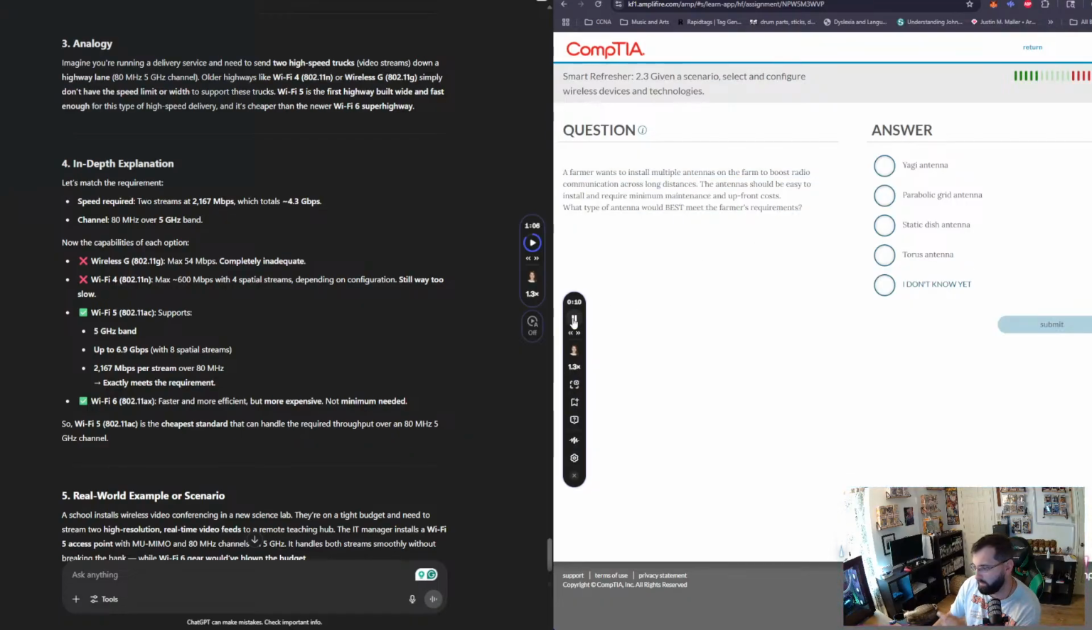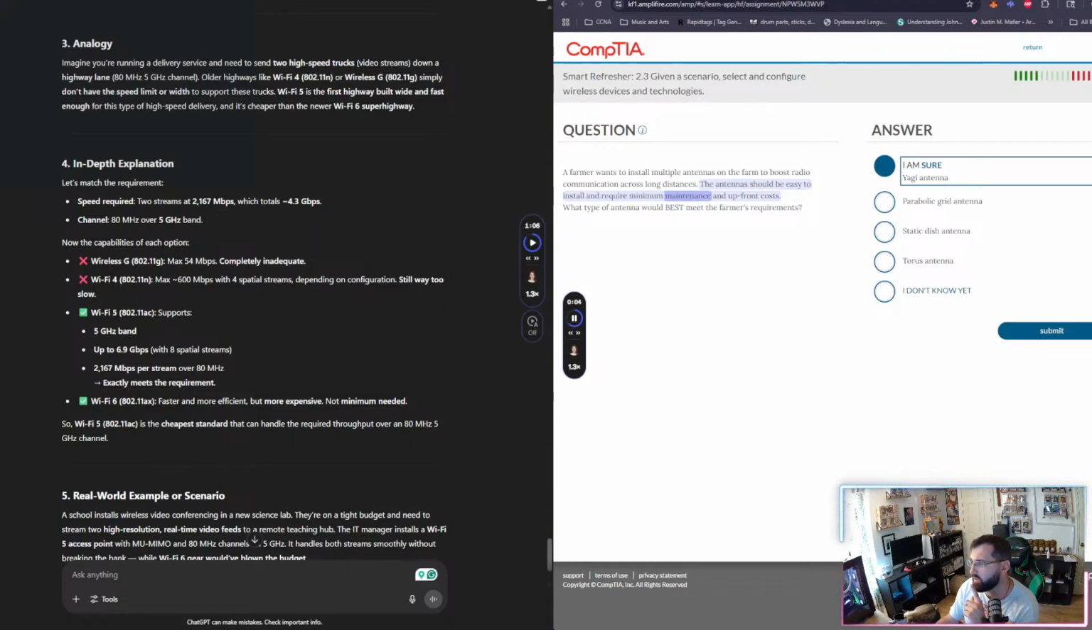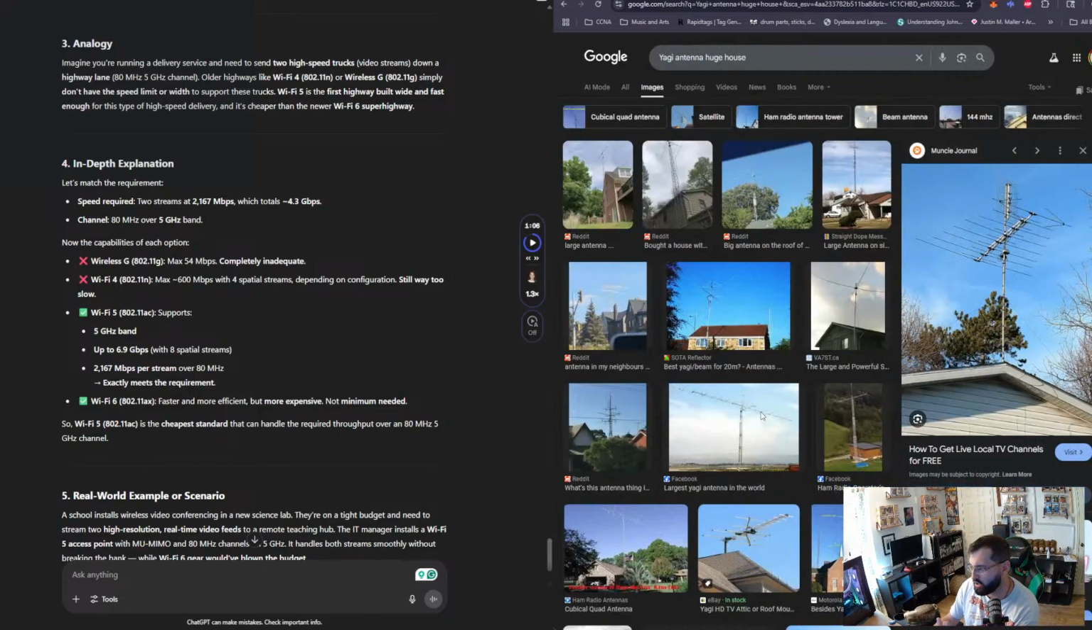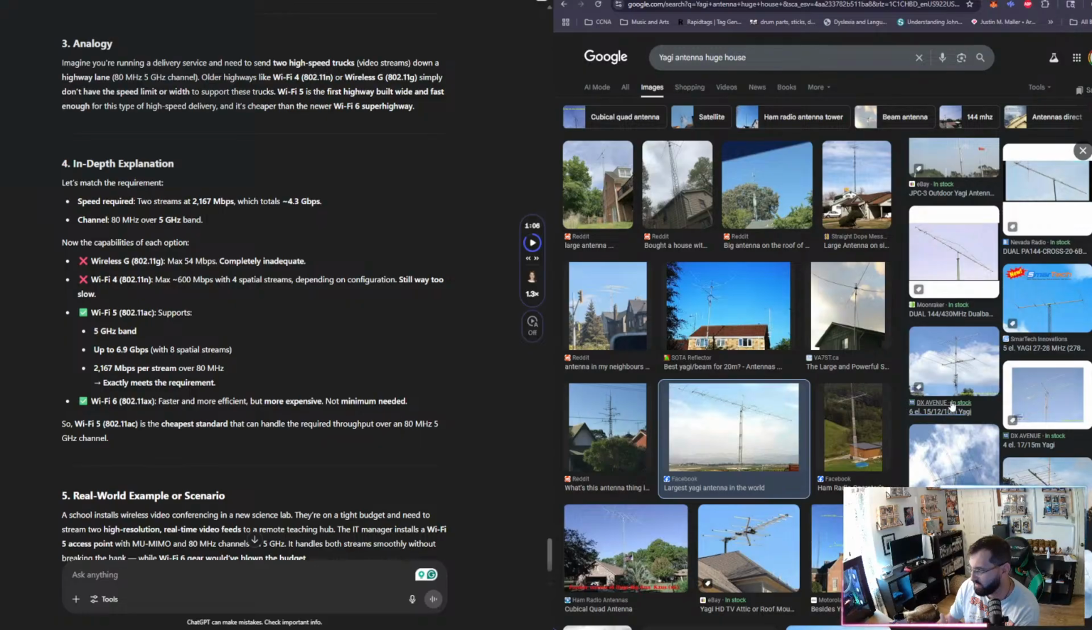Next. Require minimum maintenance and... Oh, come on. Read the whole thing. A farmer wants to install multiple antennas on the farm to boost radio communication across long distances. The antennas should be easy to install and require minimum maintenance and upfront costs. What type of antenna would best meet the farmer's requirements?